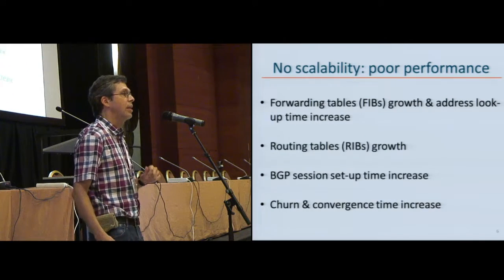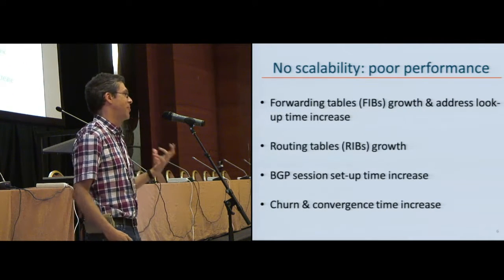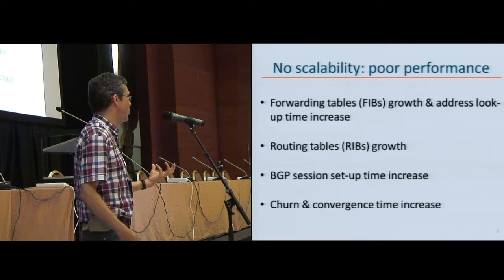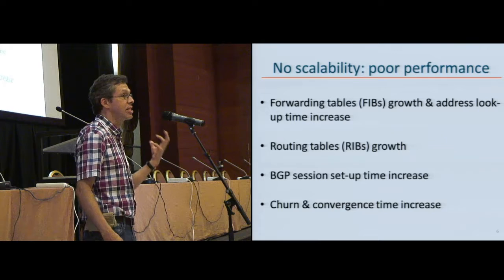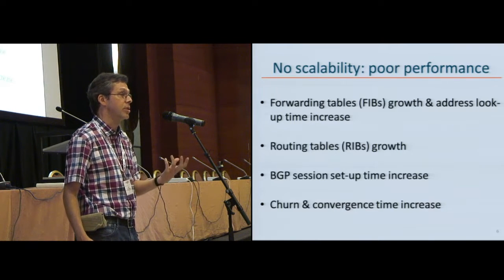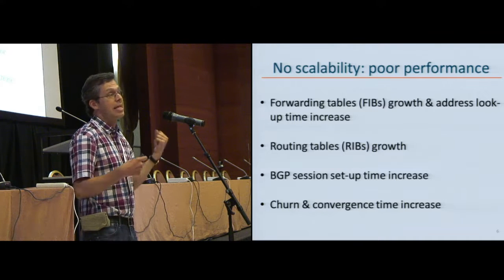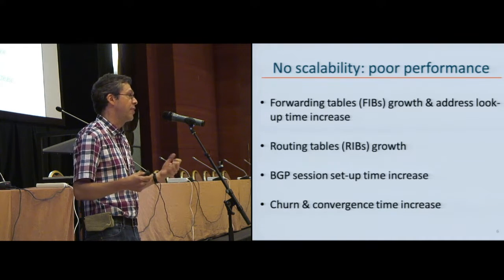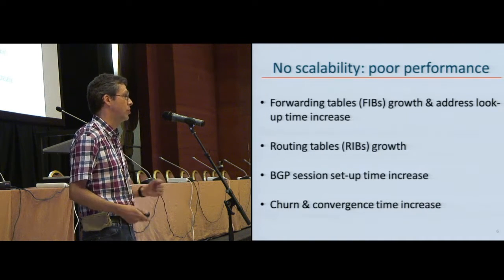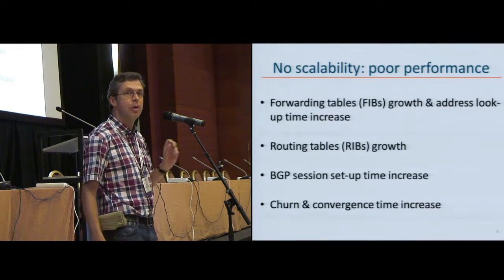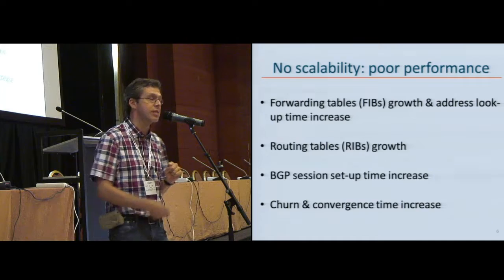So the growing number of globally advertised IPv4 prefixes overloads the forwarding tables of the routers, and the time it takes to look up an address in those tables. It overloads the routing tables, it increases the setup time of a BGP session, and it affects the churn, the convergence time, and the overall stability of the internet. The lack of scalability also does not bode well for the future of the internet routing system.